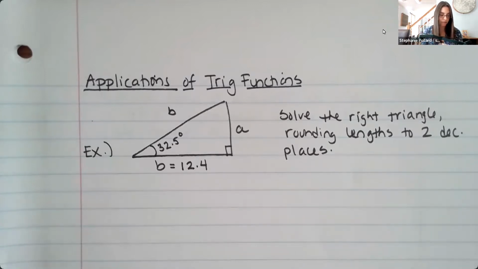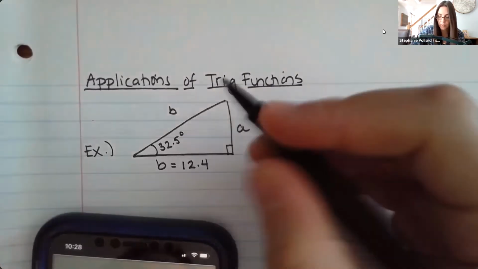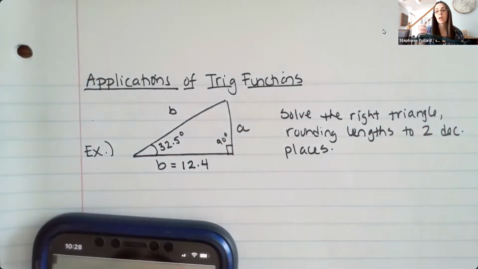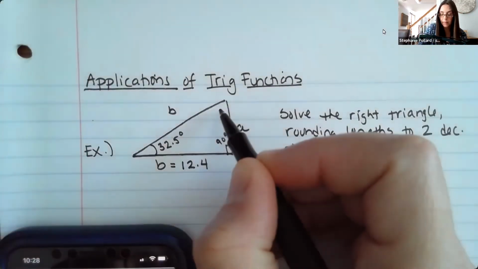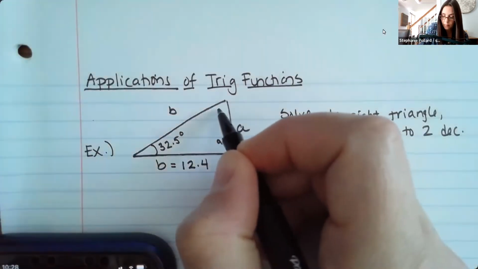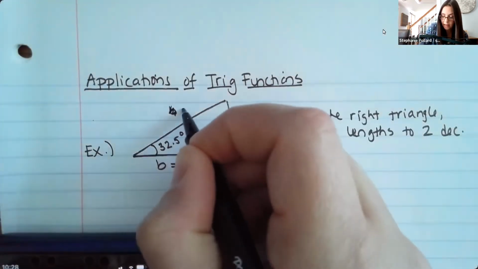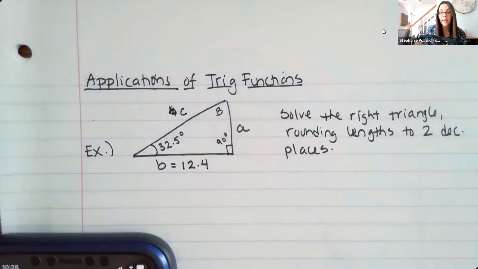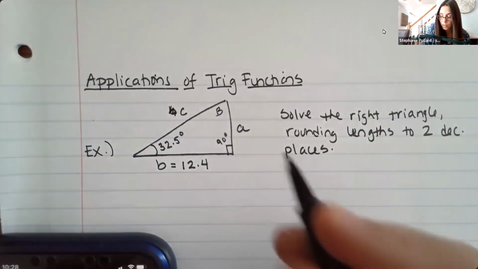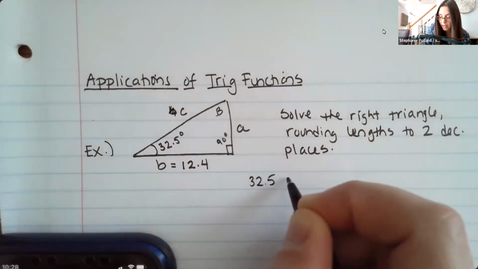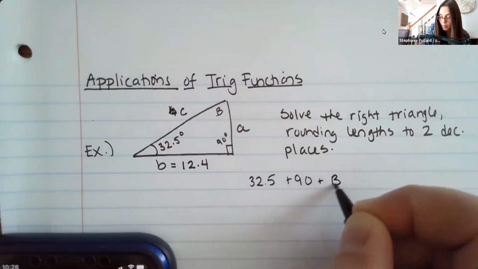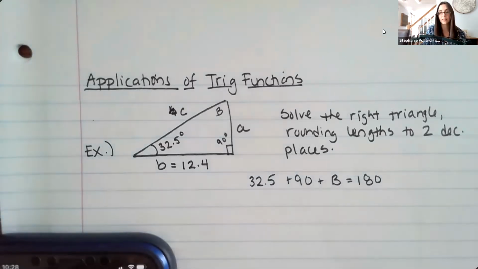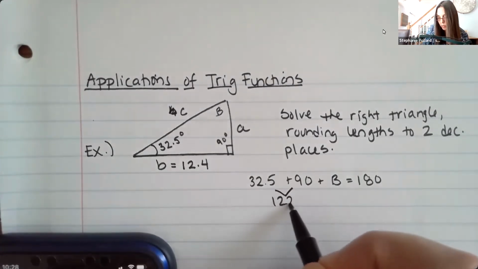I'm going to get out my calculator app. Remember that this is a right triangle, so this here is 90 degrees, and the sum of the angles in a triangle is always 180 degrees. So I can find this missing angle pretty quickly. Actually, this should be C. Let's fix that. We'll call this angle B. Using the idea that the sum is 180, 32.5 and 90 plus that angle B must all add up to 180 degrees. If I add these together, I have 122.5.